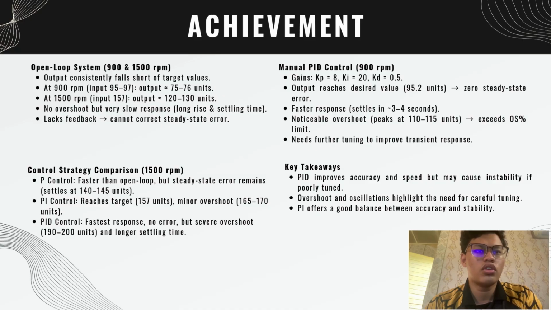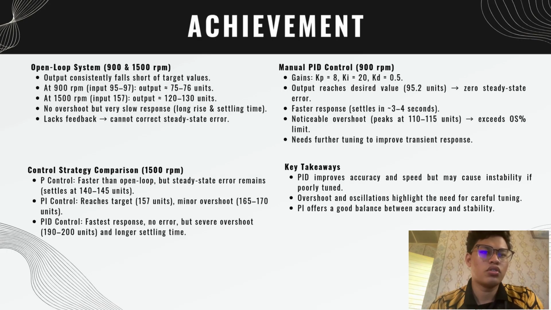However, we did notice a significant overshoot peaking between 110 and 150 units. This overshoot is beyond the 10% limit set by the project. So while accuracy improved, the transient response still needs tuning.